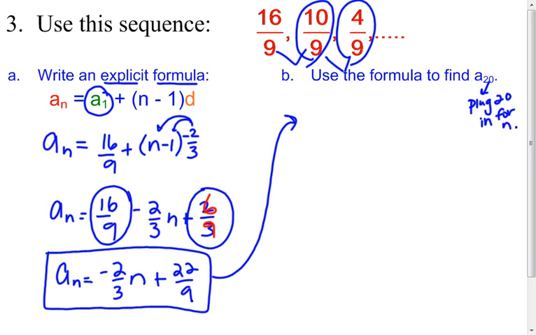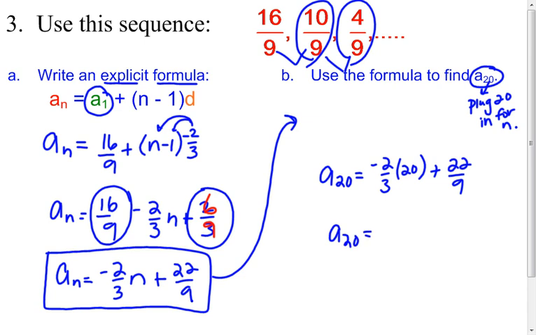Okay, I want to find the 20th number on the list. That's what this is asking me to do. Find the 20th number on the list. So, A20 will be negative 2/3 times 20 plus 22/9. So the 20th term on the list, that's what A20 means, will be negative 40/3 plus 22/9.